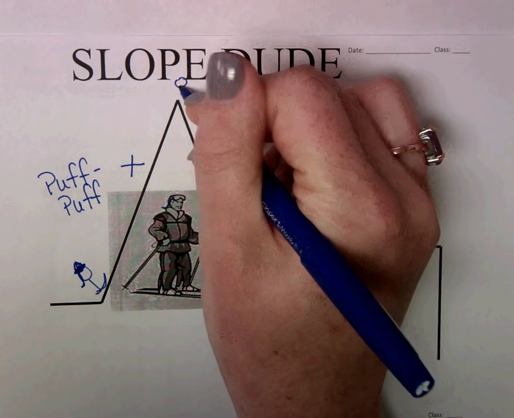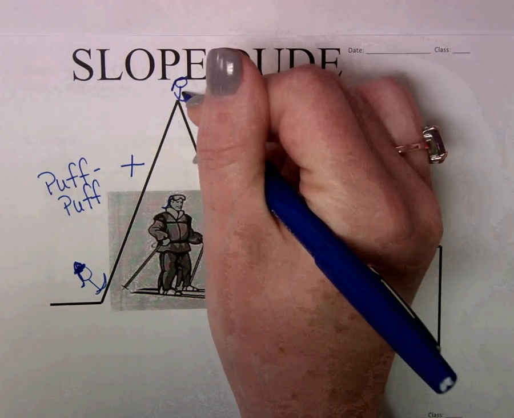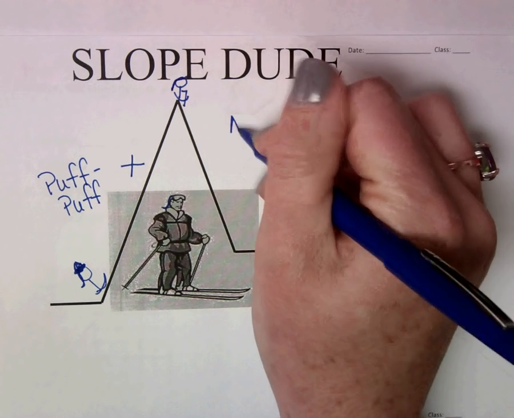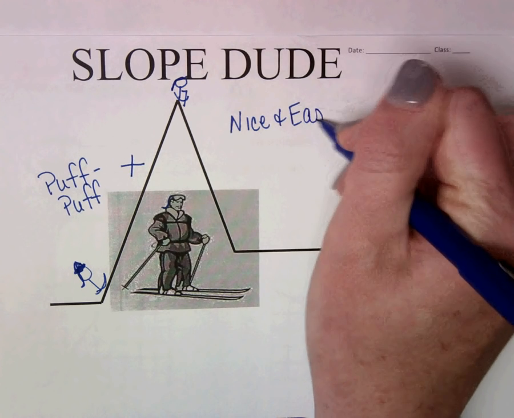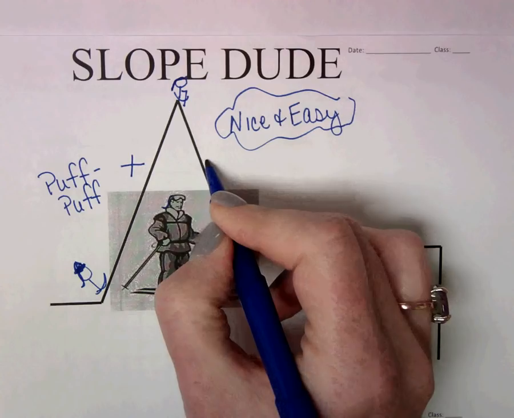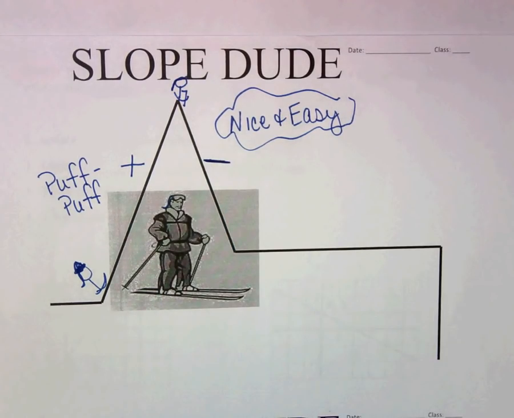Well, if you make it up the hill without completely crashing or being out of breath, then you're ready to go down the hill, right? When you go down the hill, that's nice and easy. You're going to be going pretty fast if you're not too careful. So the N, the nice and easy, is a negative slope.